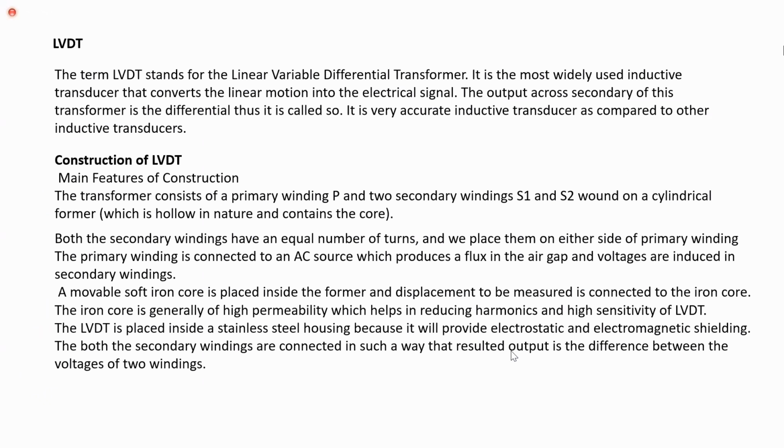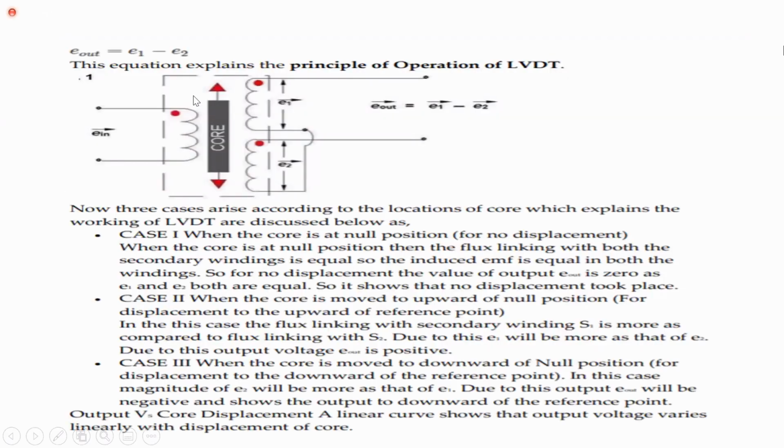Next topic is LVDT. Here we have the construction: one primary coil, two secondary coils. Yesterday we completed the experiment. If we move the core, we will get different output voltages in secondary one and secondary two, and the output equation will be E out is equal to E1 minus E2.